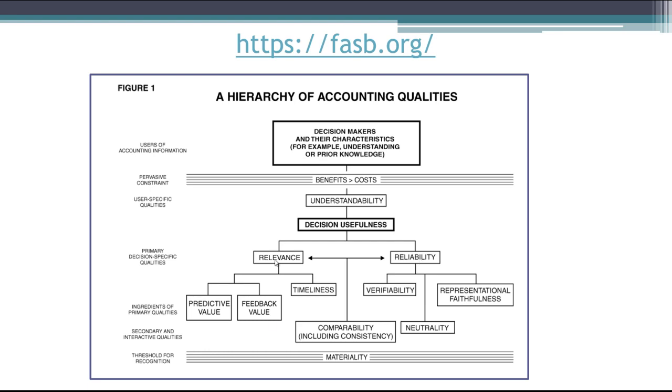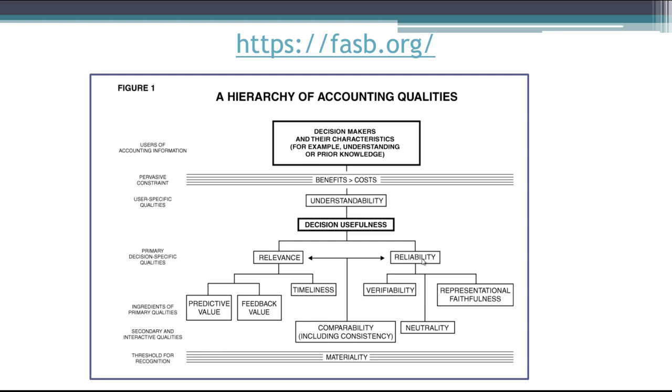So when we get to relevance, the ingredients of relevance is that it has to have either predictive and or feedback value, and we'll talk about what those are later on. And to be relevant, it has to be given to you in time to make the decision. If it's given to you 2 years after the fact, that information is worthless. So it needs to be relevant, it needs to be timely.